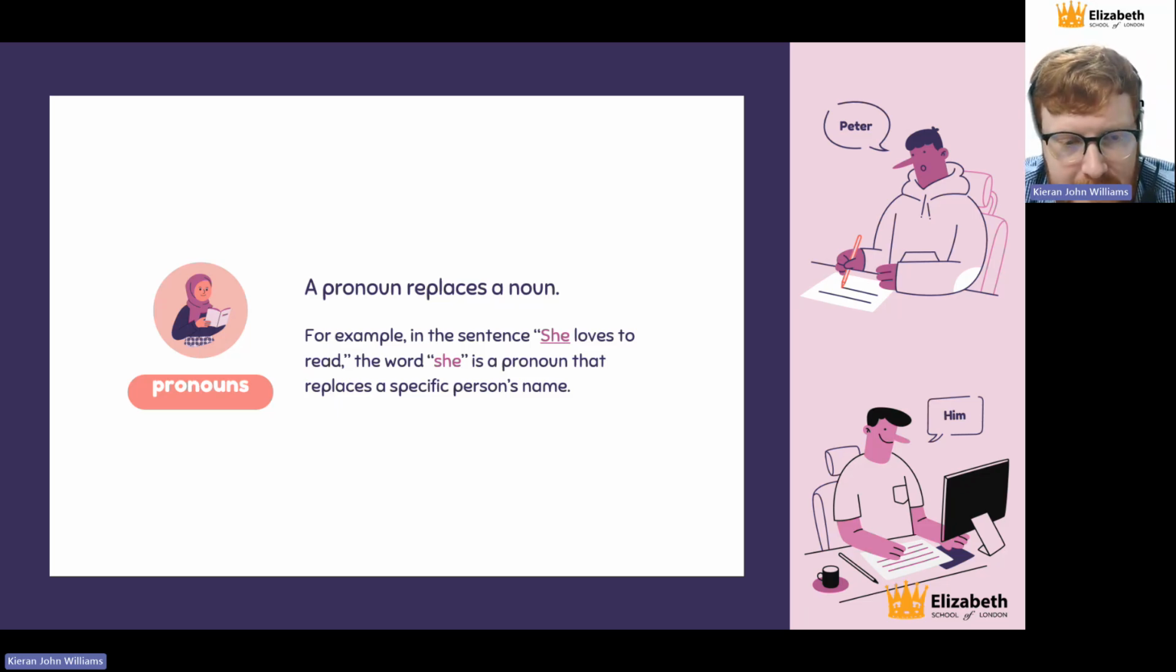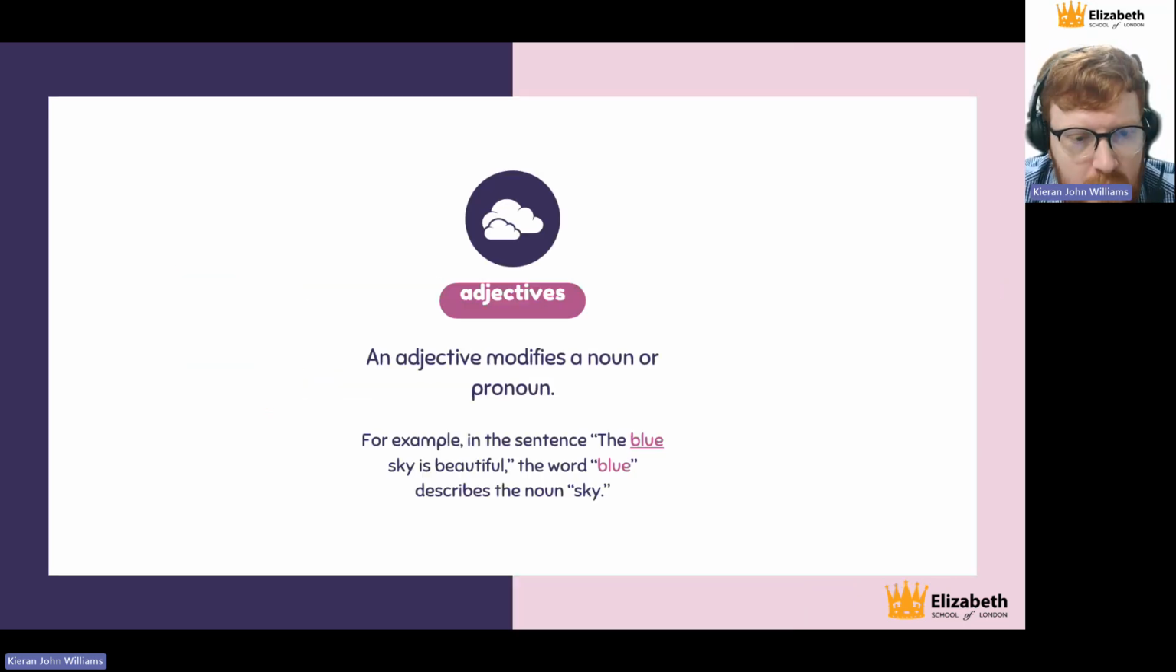Okay, so we've got the sentence, she loves to read. Here we've got the word she. So she here is a pronoun. It's not a noun like dog or table or cat, but it has a similar function. It refers to the person in the sentence, but you're not using a specific person's name. You're using another word in order to refer to that person. So in that situation, she is a pronoun.